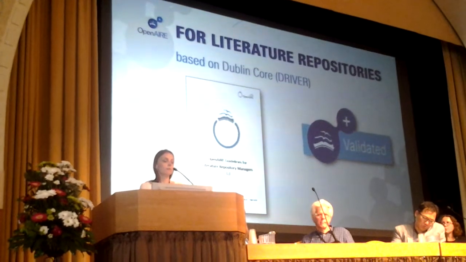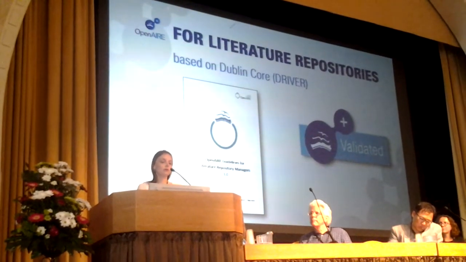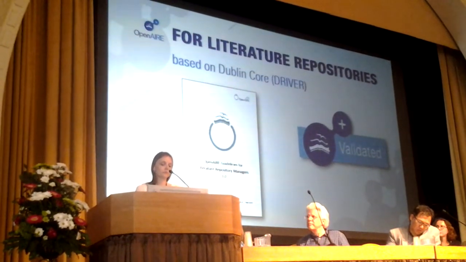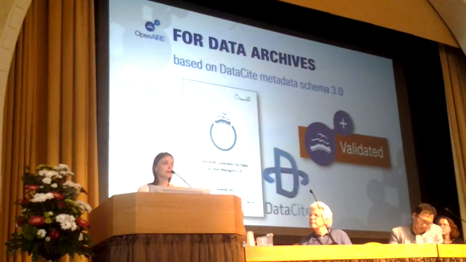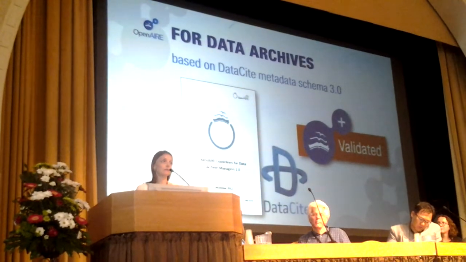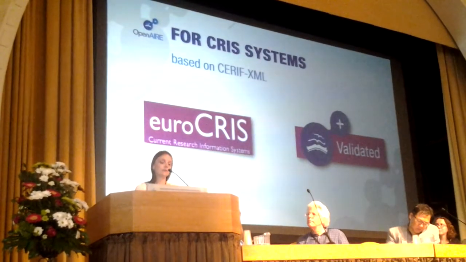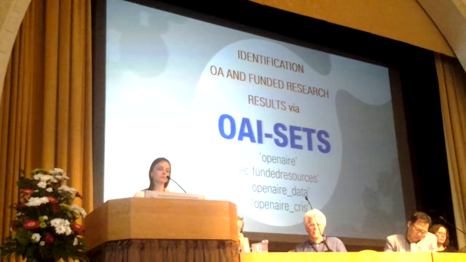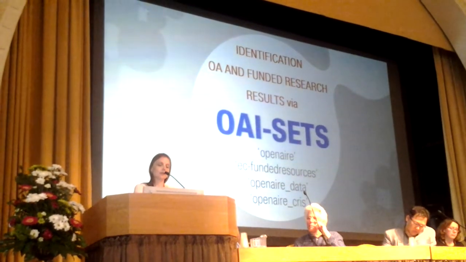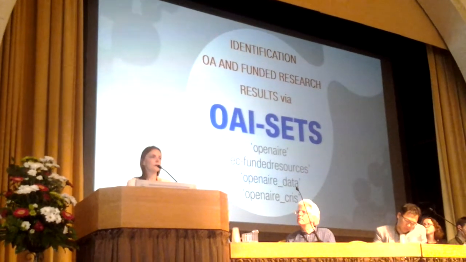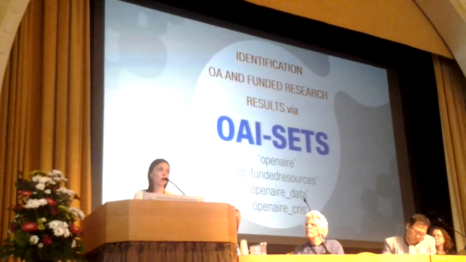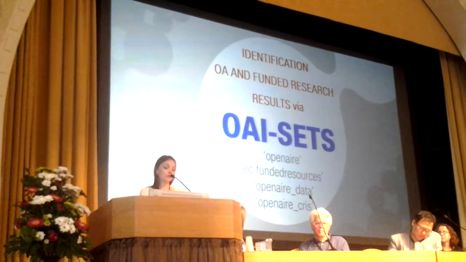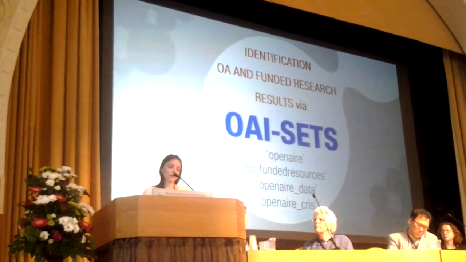For literature repositories, a bit of background, these are based largely on Dublin Core fields, very simple in that regard. We're now into version 3.0. For the data archives, mainly based on DataCite, we've worked with them, so it's quite a basic DataCite kernel set that we're harvesting from. And for CRIS as well, we work closely with EuroCRIS, and we're bringing in sets from the CERIF XML model. The OAI sets that we're collecting, so to speak, the OpenAIRE set is a merge of our previous guidelines. So this is open access content plus funding information. And to make it backwards compatible, we're also bringing in the funding resources and data and CRIS I've mentioned.